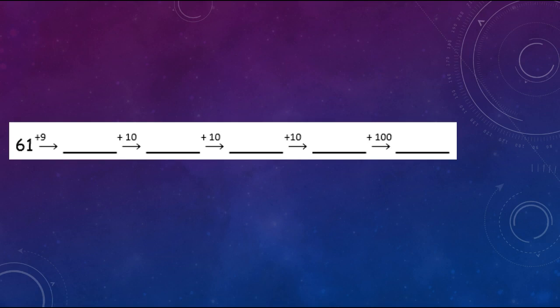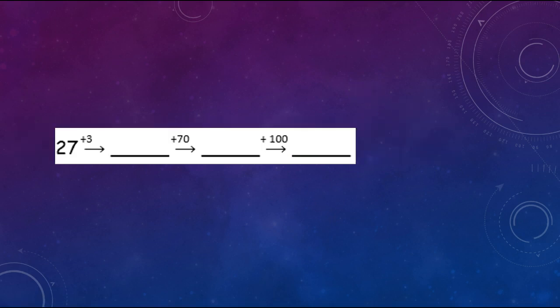Alright, let's check and compare. So 61 plus 9 is how many? Did you put 70? If you did, give yourself a kiss on the brain. We're going to add 10 more. Now this is pretty simple. You just need to add 1 more 10 to it. So we're going to add 1 more 10 to 70, and that's 80. Then we're adding another 10 to 80, which is 90. And we're adding another 10 to 90, which is 100. Then you're adding 100 to this 100. What did you get there? 200. Excellent job. Now do this one on your own.